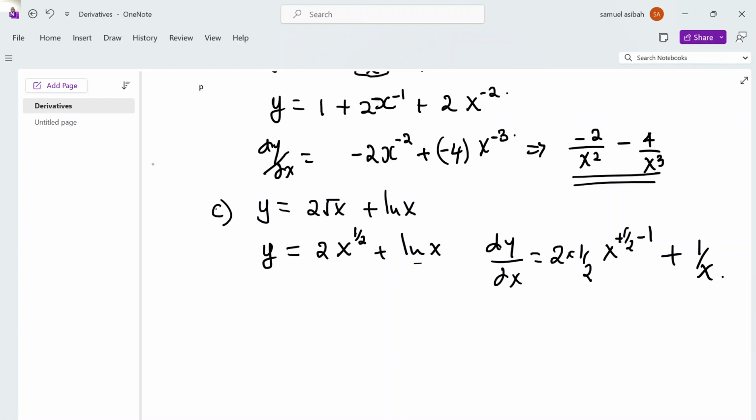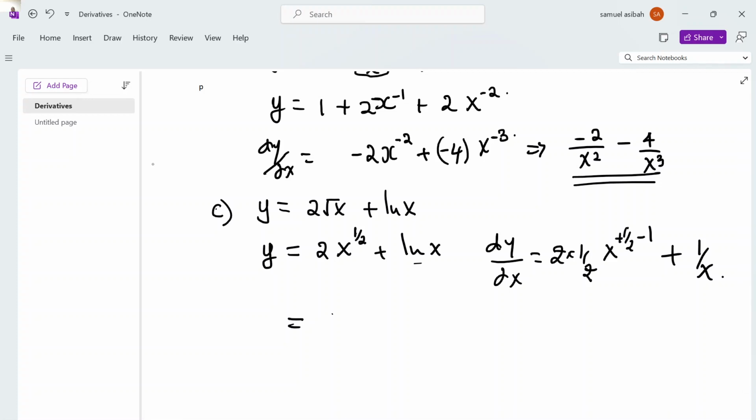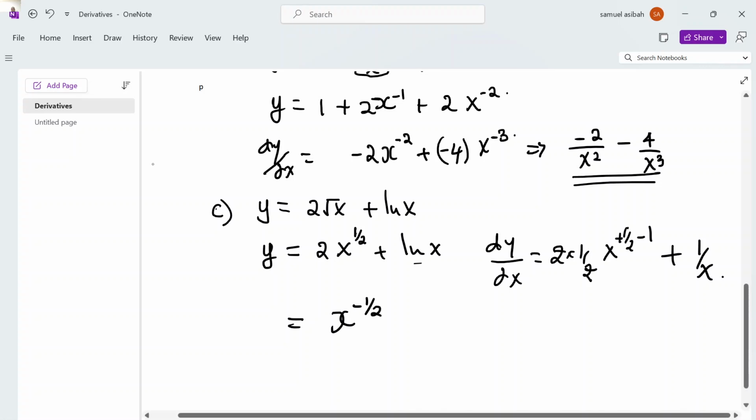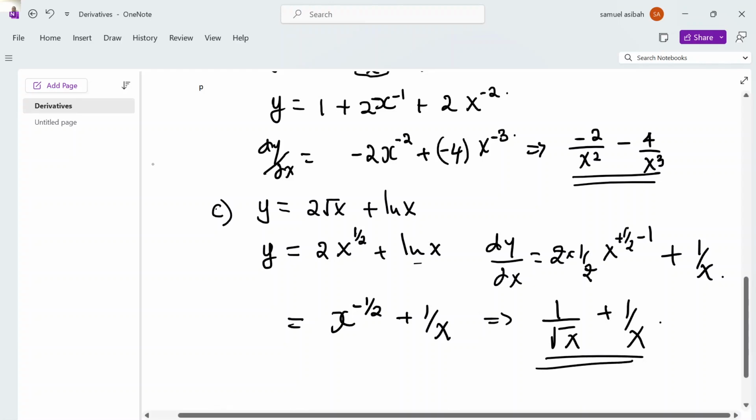So what do you get here? When you simplify this, then 2 goes by 2 here, so you remain with 1 there. So it will be x raised to negative a half, then plus 1 over x, which can also be written finally as 1 over root x, because a half is root. Because it is negative, you can take it to the denominator to be positive, then plus 1 over x. Okay, and that is your solution.